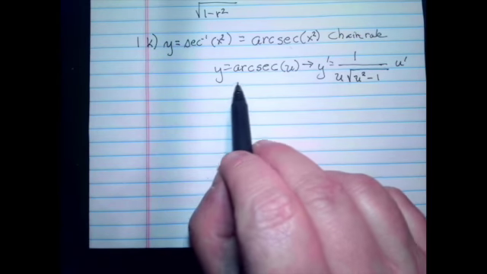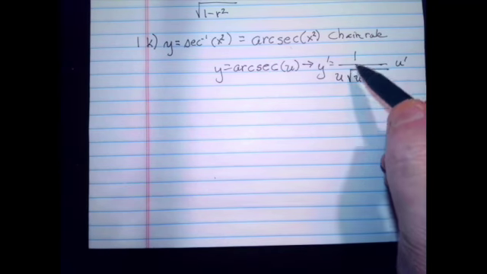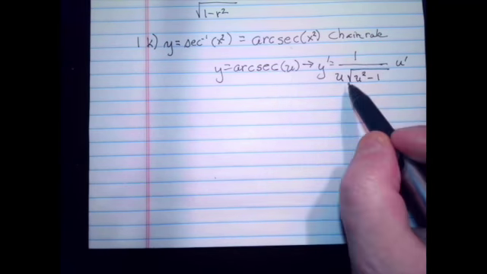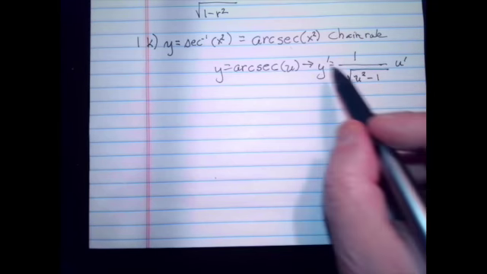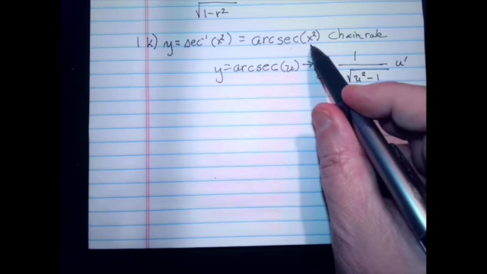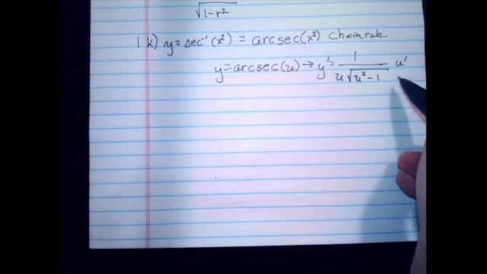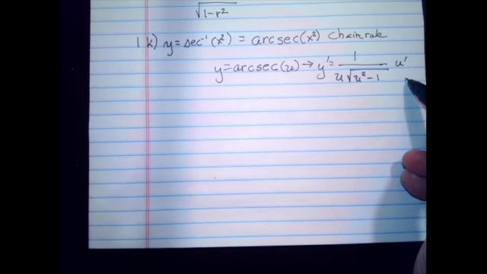If y equals the arc secant of u, that tells us that y prime is going to be equal to 1 over u times the square root of u squared minus 1 times u prime, in the event that this is something more complicated than just x. And in this case it is x squared. So remember, this u prime is building in the chain rule automatically.